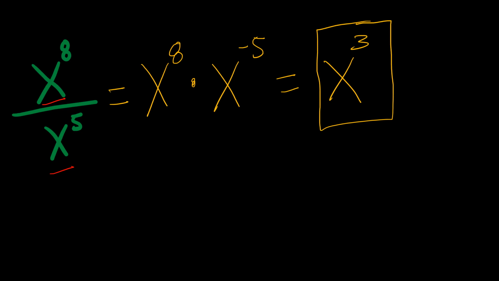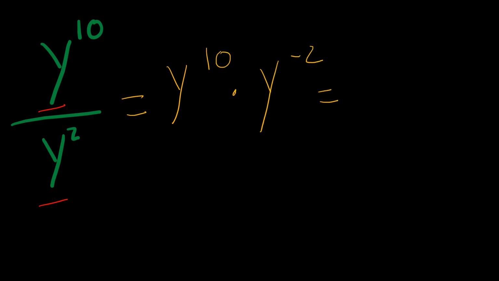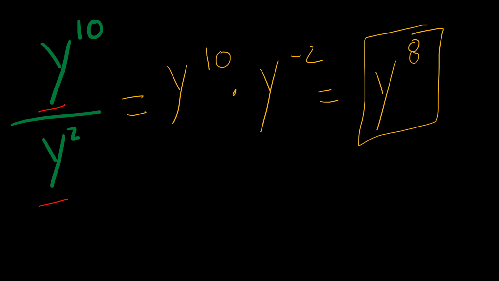Let's do some more. So here instead of x's we have y's, but the concept is still the same. We have the same base, so we can subtract the exponents. So I can rewrite this equation as y to the 10th times y to the negative 2, and this is just going to equal y to the 8th. Alrighty, let's do another one.